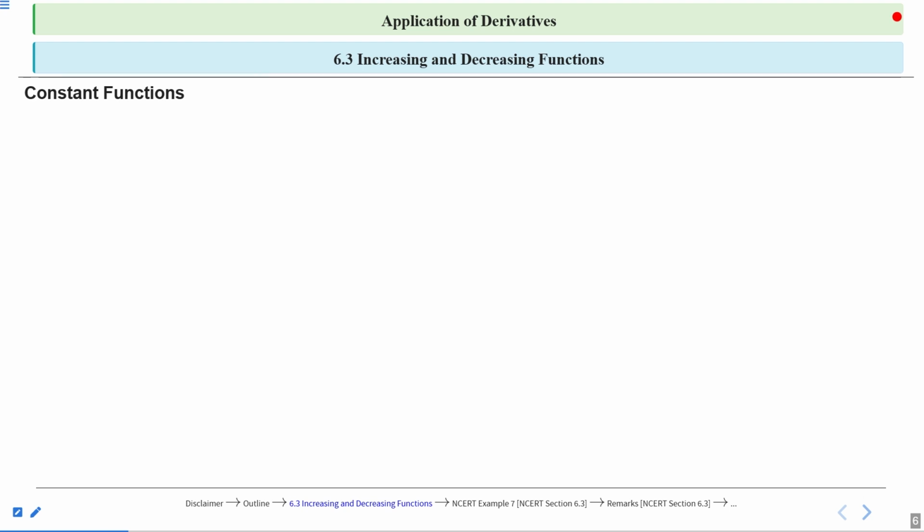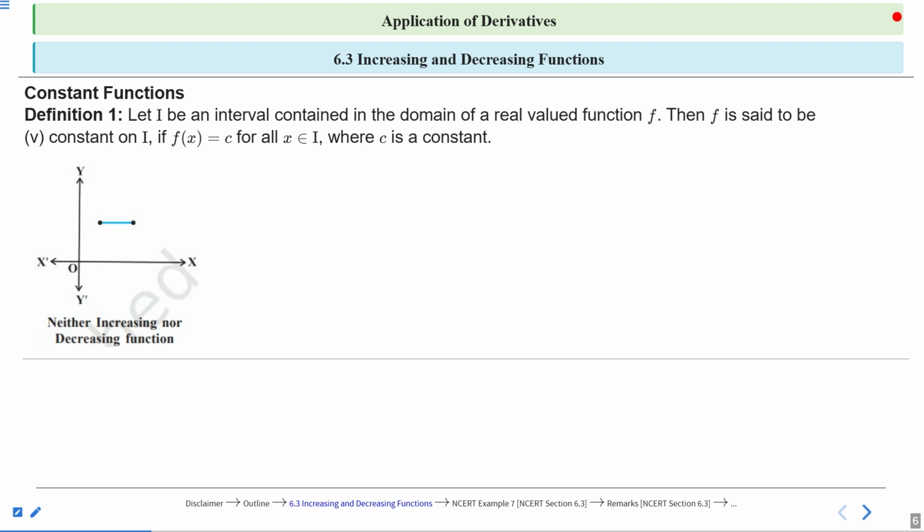In increasing and decreasing functions, let us see constant functions, right? So definition 1: let I be an interval contained in the domain of a real valued function f. Then f is said to be fifth, constant on I if f of x is equal to c for all x belonging to I, where c is a constant, right? So you can see the constant function. It is neither an increasing nor a decreasing function, right? It is a constant function. Clear? That is, for any value of x, the value of y will be the same. So it is a constant function, right?